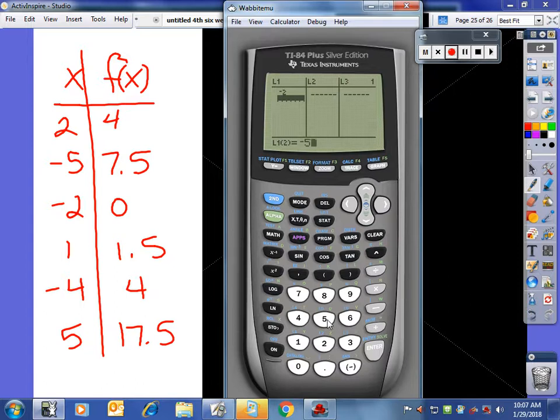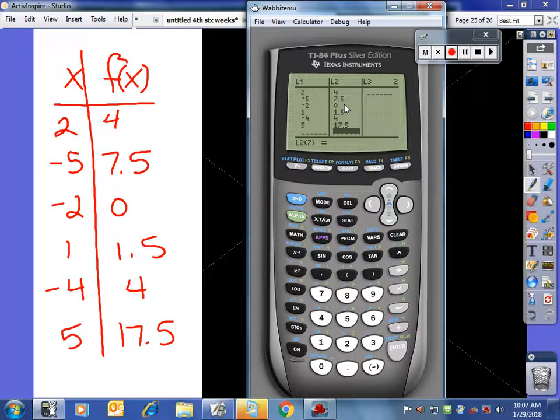When you hit enter, oops, not negative 2, 2 comma, negative 5, negative 2, 1, negative 4, 5. Always double check yourself that you got your points lined up correctly. I always double check myself. 2, 4, negative 5, 7.5, negative 2, 0, 1, 1.5, negative 4, 4, 5, 17.5.